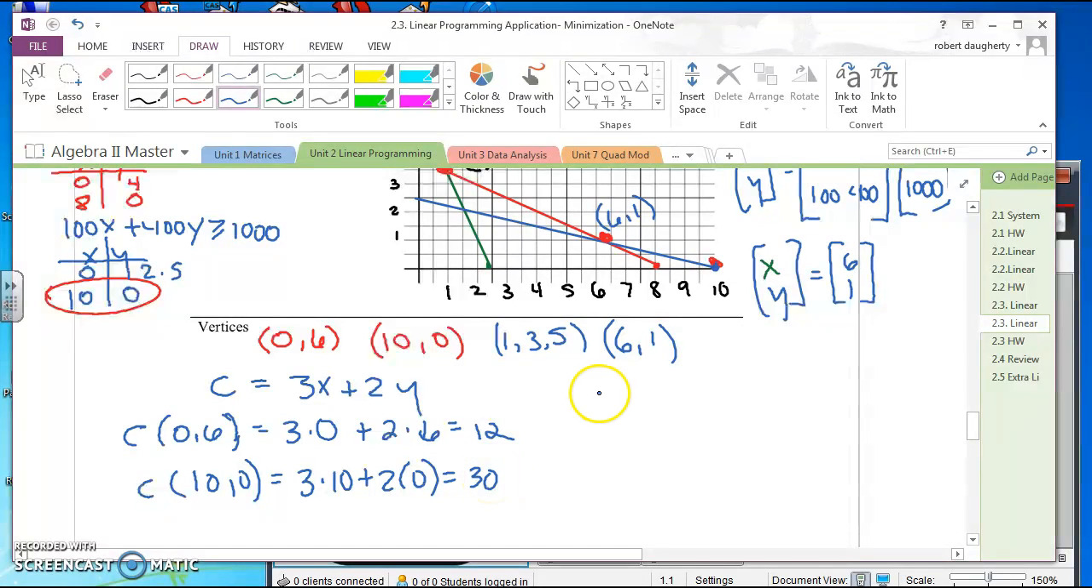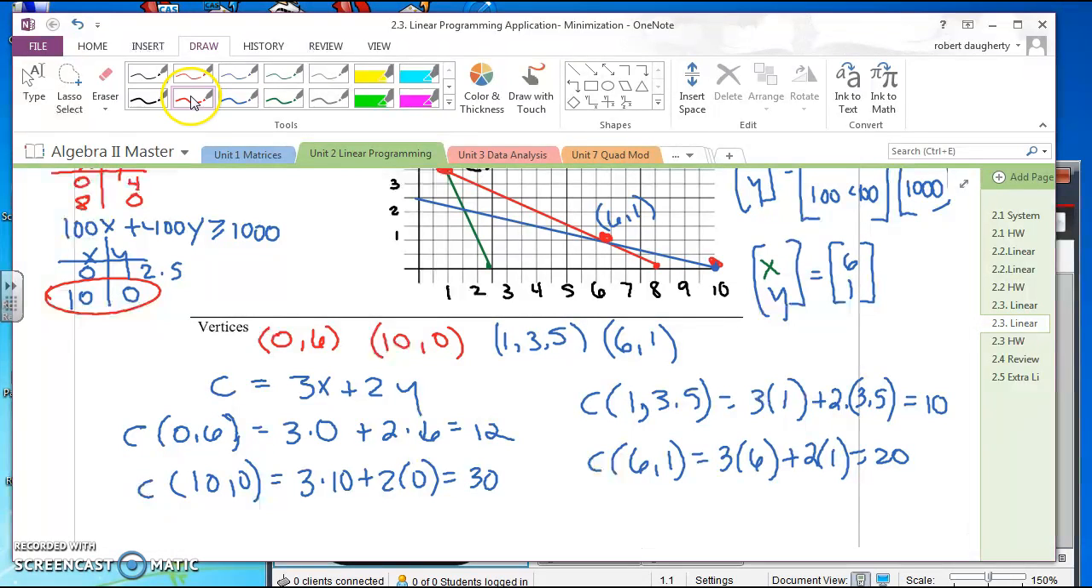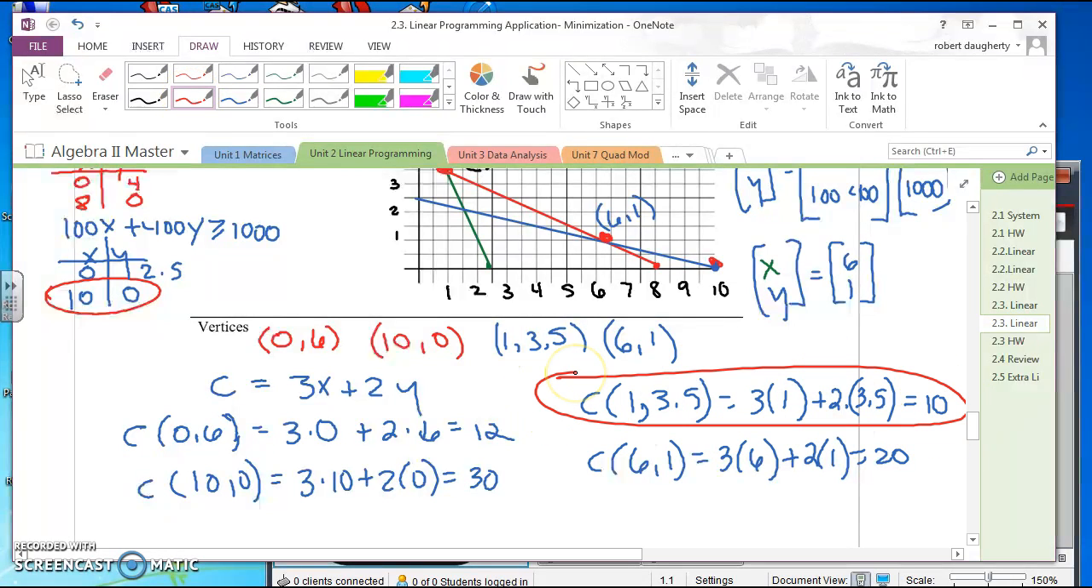And then the cost at 1, 3.5 is going to be 3 times 1 plus 2 times 3.5, that's 3 plus 7, that's 10. And then the cost at 6, 1 is going to be 3 times 6 plus 2 times 1, that's 18 plus 2, that is 20. So it looks like the lowest cost will be right here.